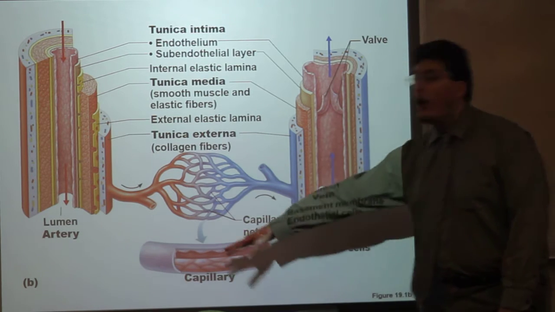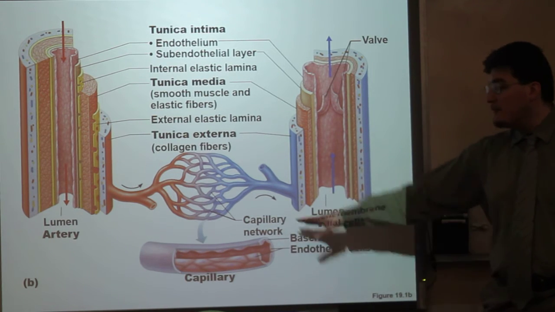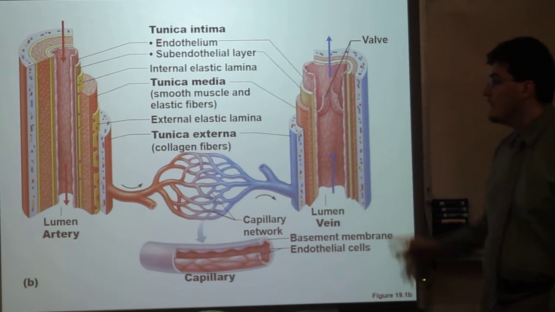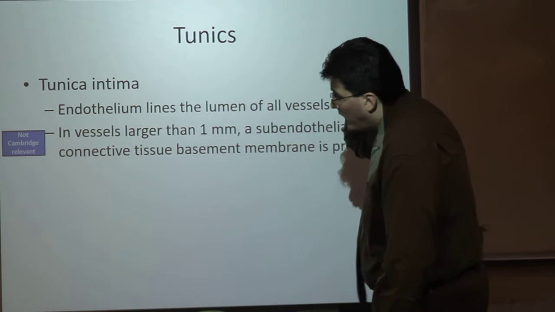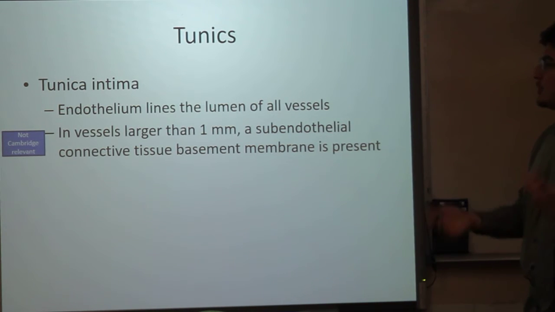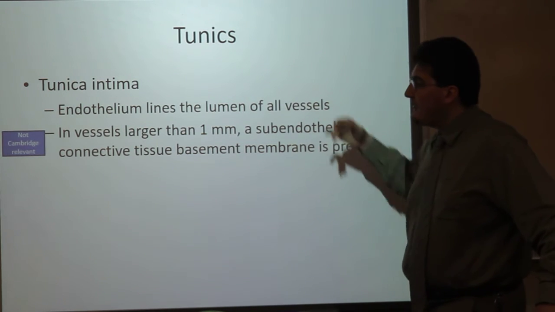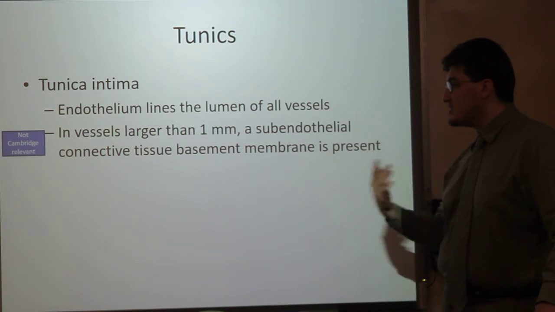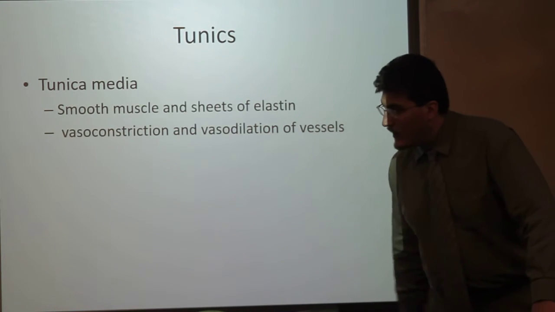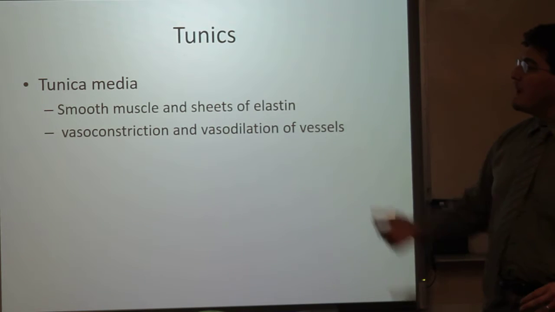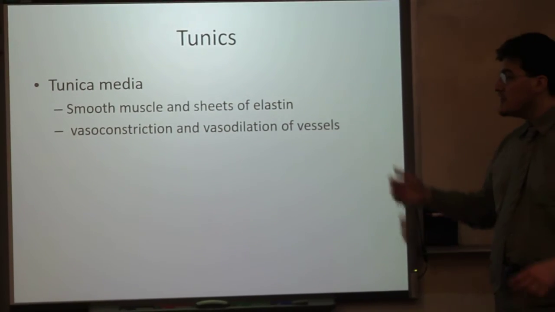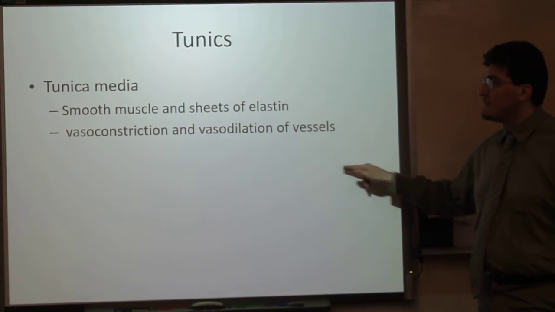Your capillaries will always be comprised of endothelial cells, a single layer, and a thin basement membrane. Now, the endothelium will line the lumen of all the vessels, this tunica intima. And like I said before, in vessels larger than 1 millimeter, a subendothelial connective tissue basement membrane is present. The tunica media is a smooth muscle with sheets of elastin. It is responsible for vasoconstriction and vasodilation of the vessels.